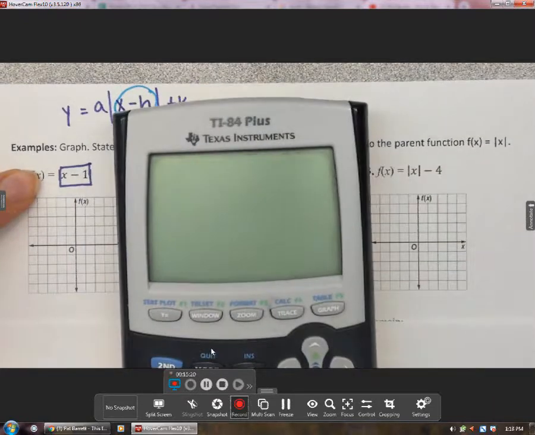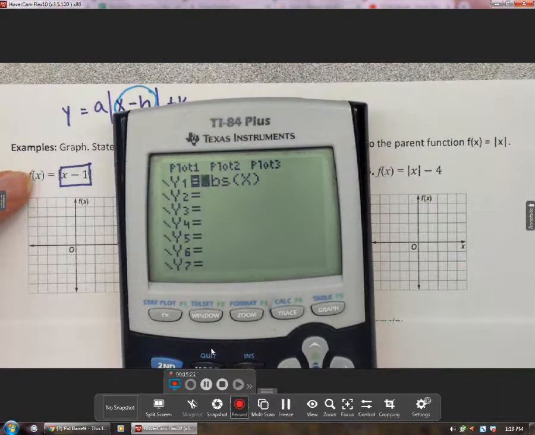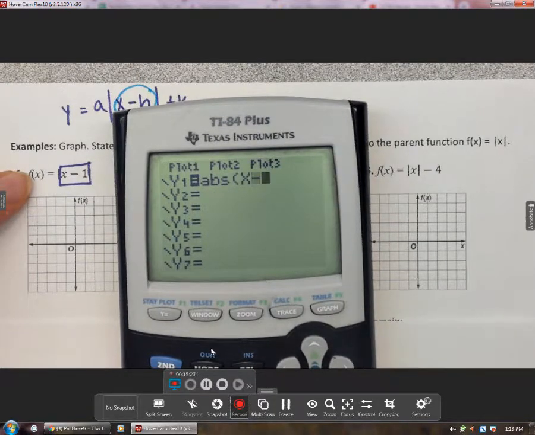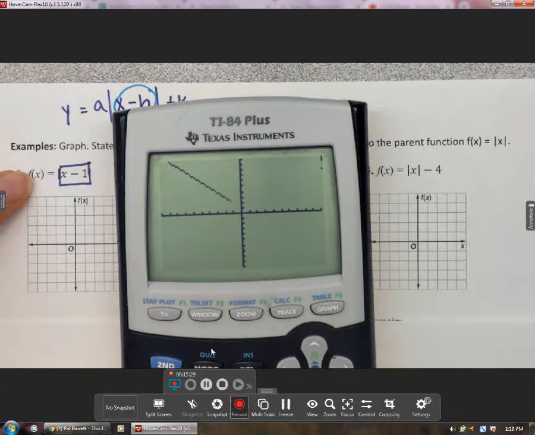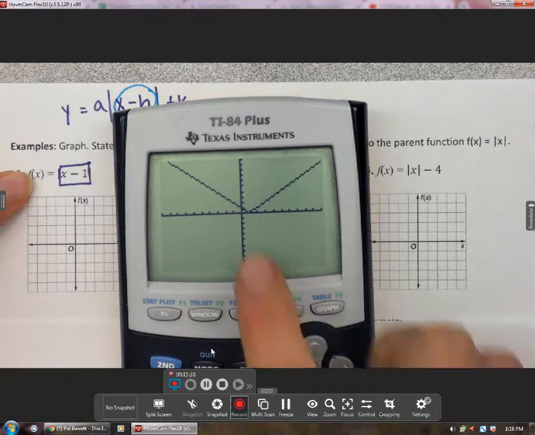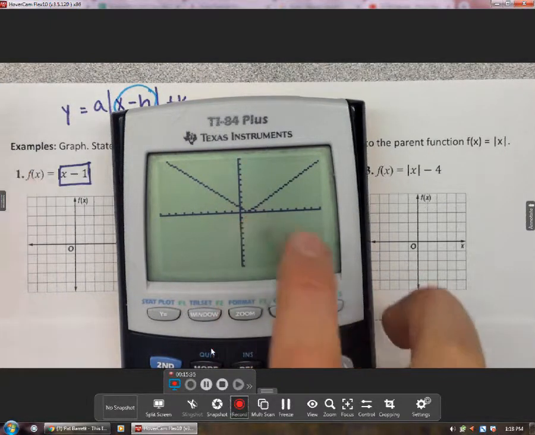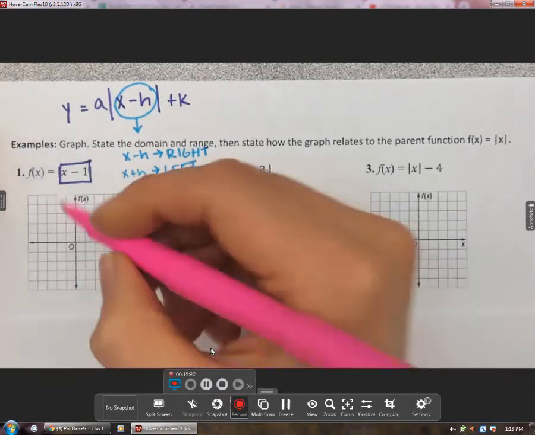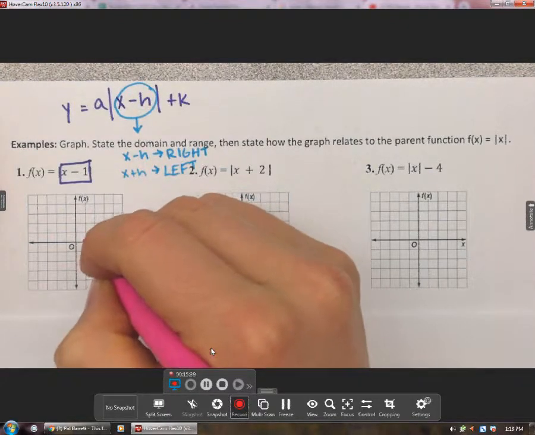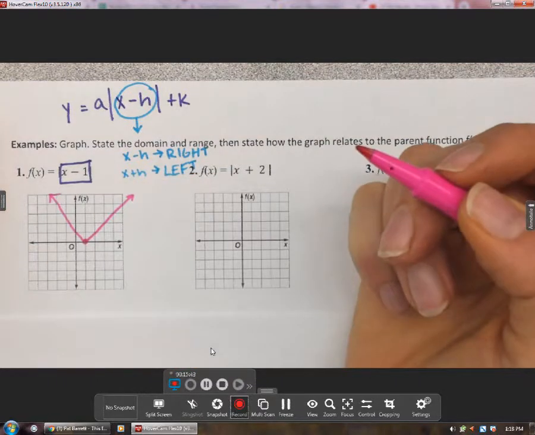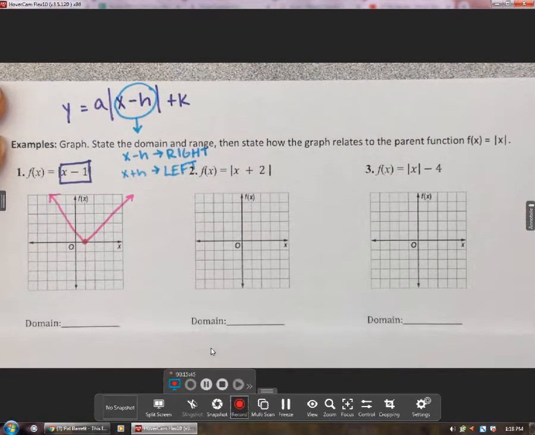So I could graph this by typing in math, number, absolute value, x minus 1. I graph it. Bam! It moved my vertex right one spot. So all I need to do to graph this is put my vertex right here, go over, there's my graph.